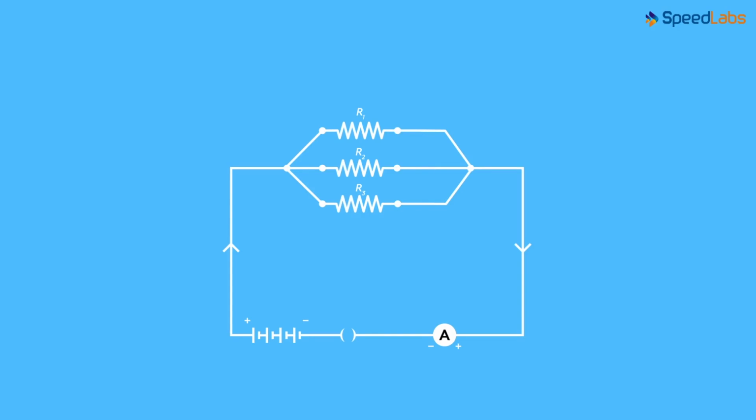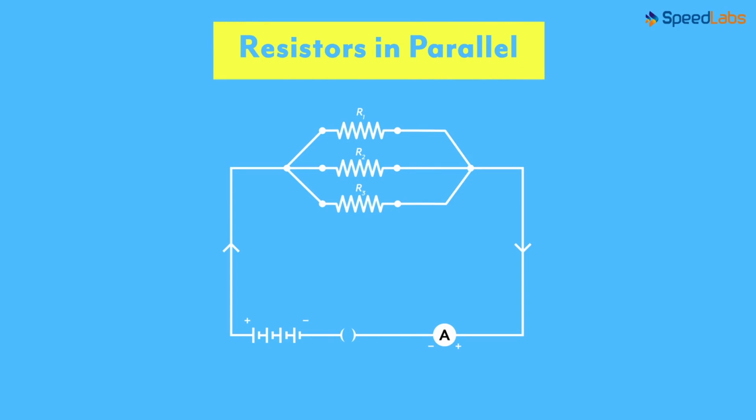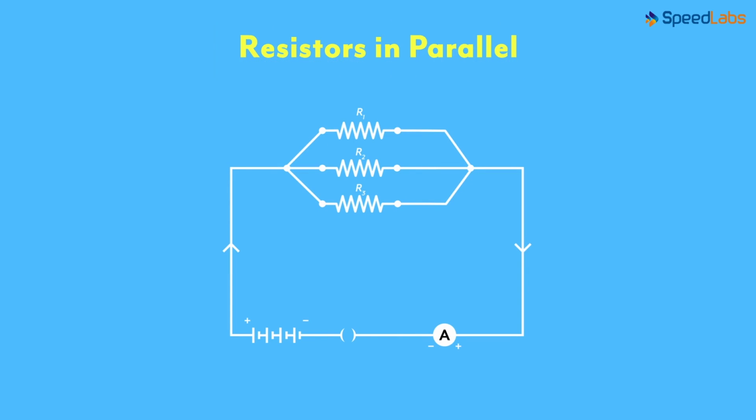In this circuit, we have 3 resistors of different values connected in parallel. Why do we say they are connected in parallel? It's because all the resistors have common start and end points. Let's call the points X and Y. The fact that all 3 resistors have 2 common points or nodes should give us a hint.